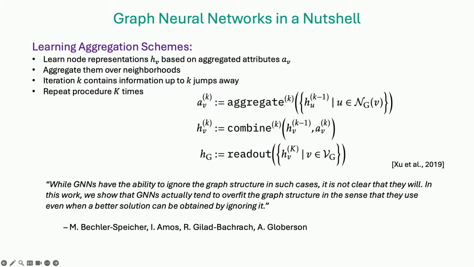So we have these GNNs. And there's a quote that I like here. It says that while GNNs have the ability to ignore the graph structure in such cases, it's not clear that they will. This paper shows that GNNs actually tend to overfit the graph structure, in the sense that they use it even when there's a better solution that can be obtained by ignoring it. Here, this is saying that GNNs are very powerful.